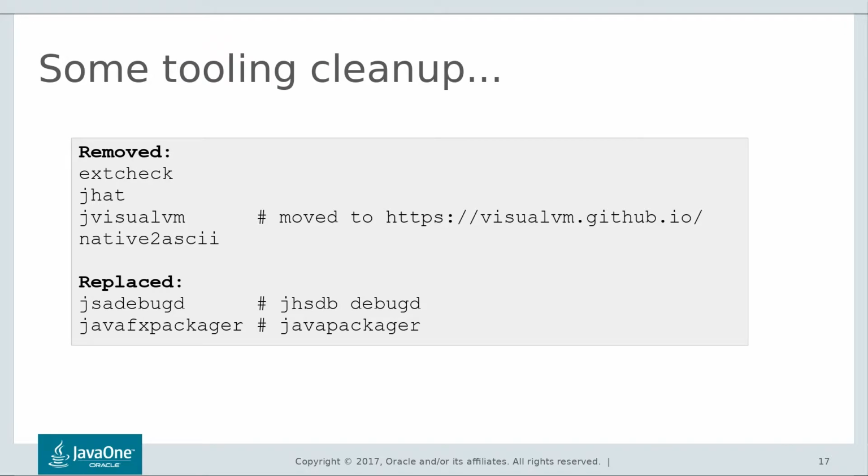Apart from the big changes, Java 9 does a little bit of house cleaning. Some seldom used tools in the binary executables directory are now gone. Some have been merged into other tools or replaced, and JVisualVM is no longer shipped with the JDK. It's still downloadable from a GitHub page.